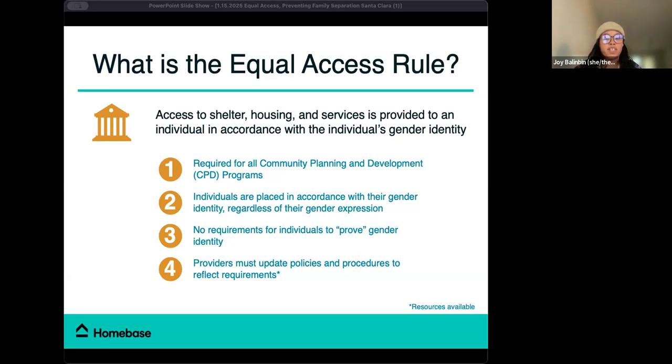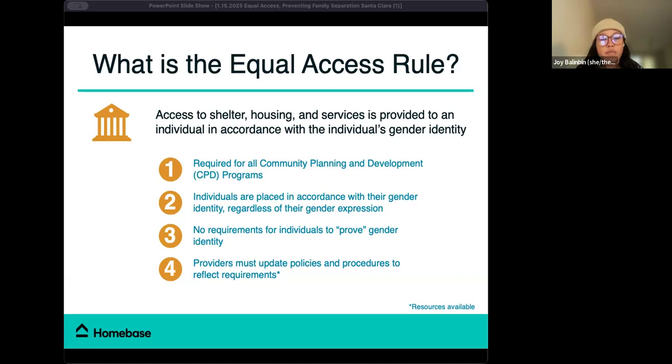Really gets rid of any requirements for individuals to prove gender identity. So for example, under this rule, you can't be asking for someone to show you their ID in order to prove that they're a certain gender, things like that. This rule does apply to all recipients and subrecipients of HUD funding, including all CPD programs. Again, it ensures that they're placed in housing and programs in accordance with their gender identity, regardless of their gender expression or perceived gender. And there's also a stipulation in there that providers must update their policies and procedures to reflect requirements of this rule.